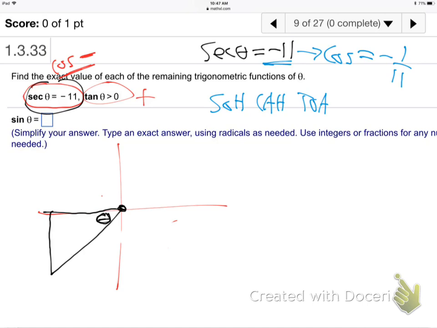Everybody good with that? I wondered if you'd be okay with that. Flip negative 11, it's negative 1/11. Okay, and that's cosine. And what's cosine? Adjacent over hypotenuse. So the adjacent side, this is the hypotenuse, this is the opposite. The adjacent side is negative 1, and the hypotenuse is 11. And the rest is the same. Is that okay? The rest, I'll just go dot, dot, dot, do the Pythag, all the rest is the same.